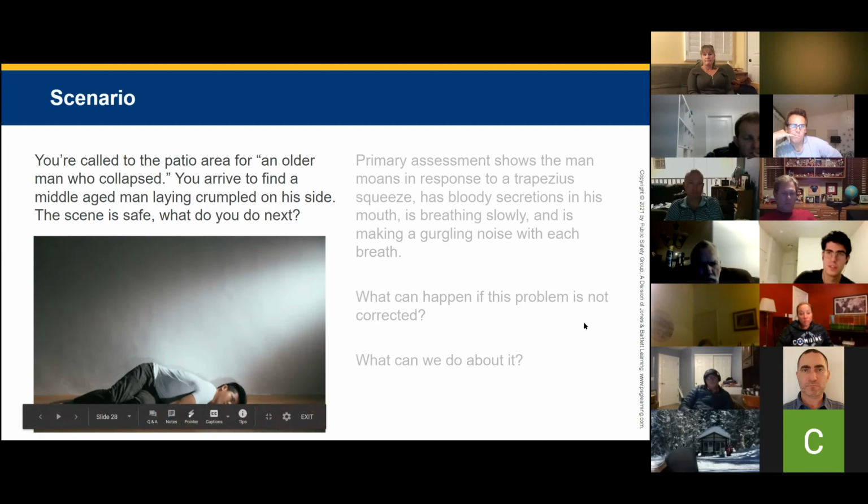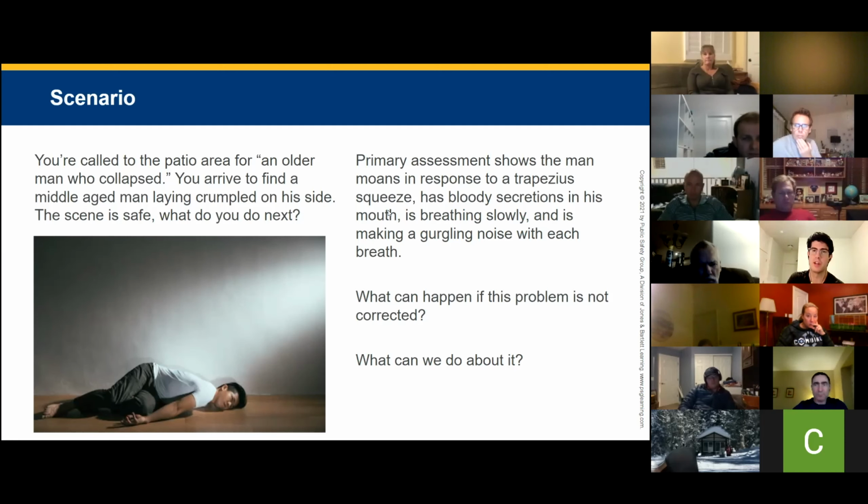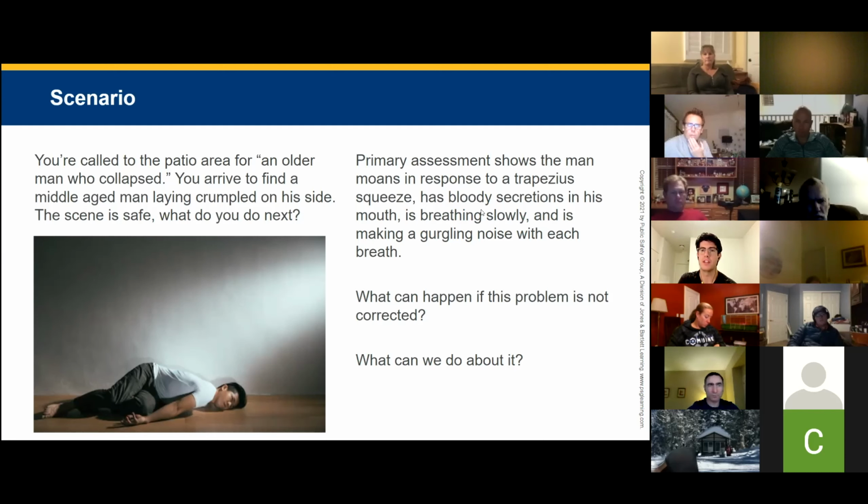Okay. Very good. So we're going to address first their awareness. We're going to walk up and say, hey, can you hear me? Are you awake? And then if you get no response there, check the airway, check the breathing, and check the circulation as well. So I'll say again, this man moans in response to a trap squeeze. You see bloody secretions in the mouth, bleeding, breathing slowly, and he's making a gurgling noise with each breath.